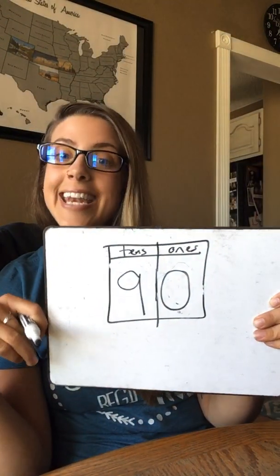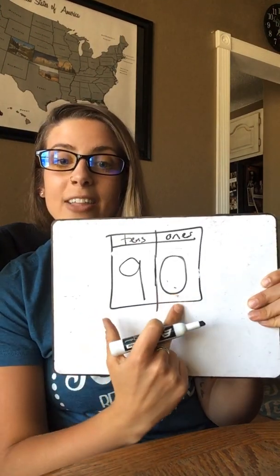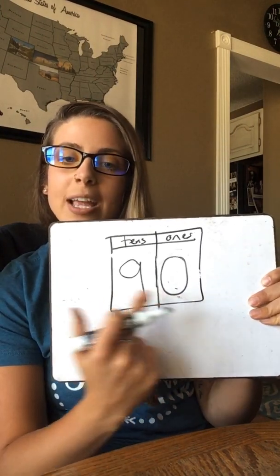All right, let's do some bigger numbers. What's my number? I have a 9 in the tens place and nothing in the ones place. What's my number? Show and say it in 3, 2, 1. 90. Nothing in the ones place, so you would just write a 0. 90. All right, let's do 2 more.